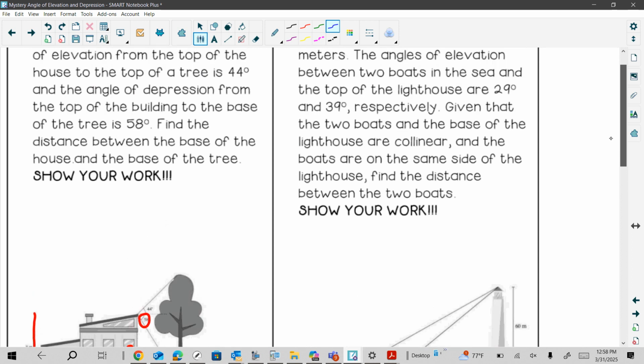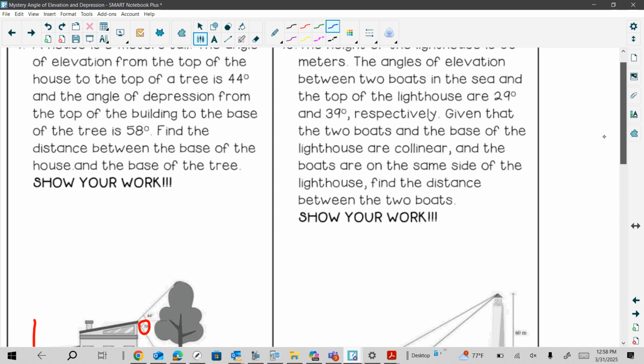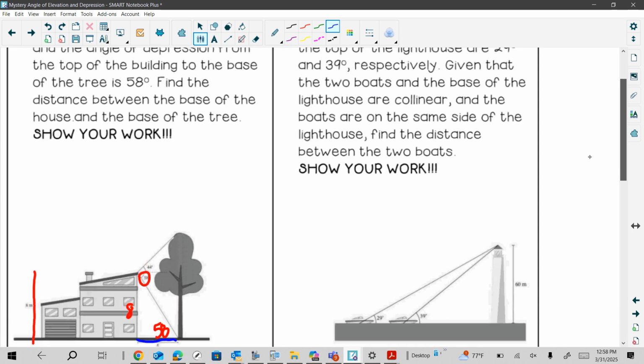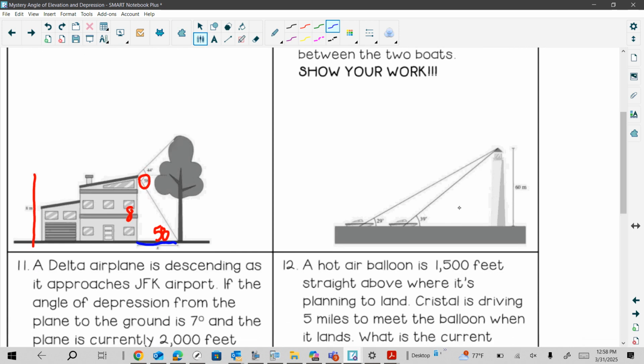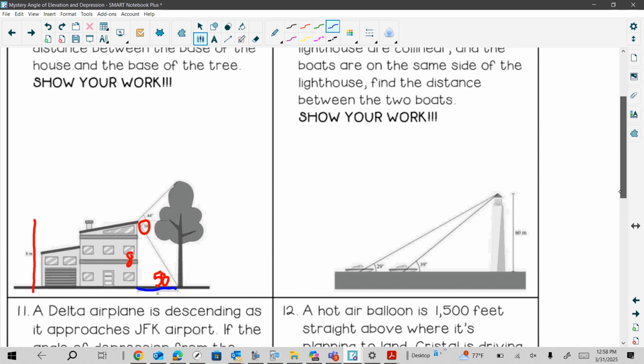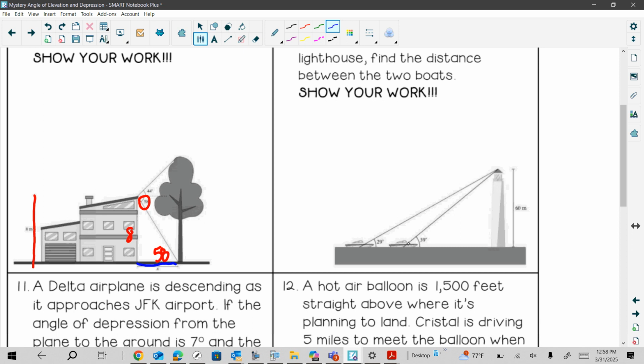Now, on number 10, they drew the two angles, a 39-degree elevation and a 29-degree one. They want you to find the distance between the two boats. In order to do that, I'm going to draw the two triangles. For the 39 degrees, there's your angle of elevation. They gave us the height of the tower, that's 60 here. We're going to make this one X.